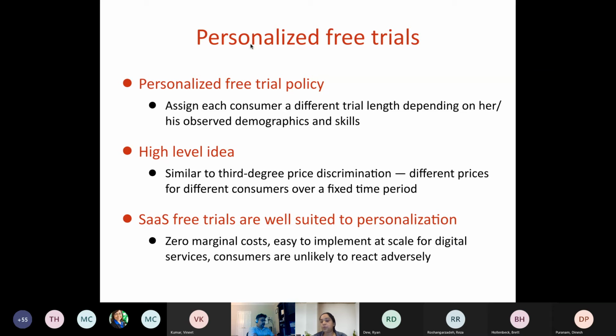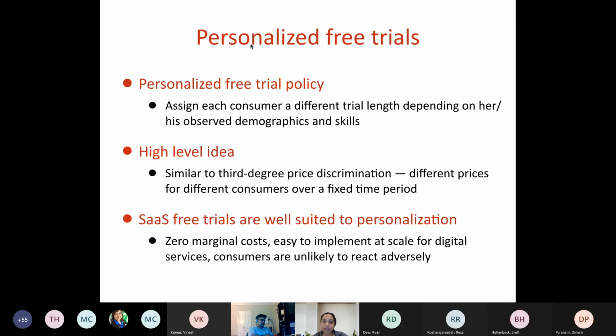There's been a lot of work recently on personalizing many types of marketing interventions. These free trial promotions are another type of marketing intervention. And we can think about this question of, can we assign each consumer a different trial length depending on his or her observed demographic and skill, so as to maximize some measure of reward that the firm might have in mind? At a high level, this idea is similar to third-degree price discrimination, right? Where by giving the product free for different lengths of time to different customers, you're essentially charging them different prices over a fixed period of time.